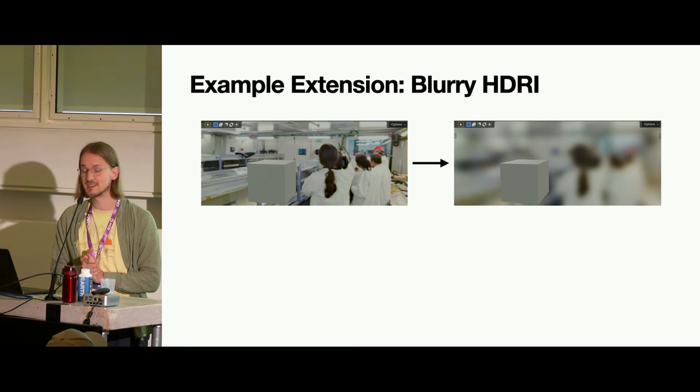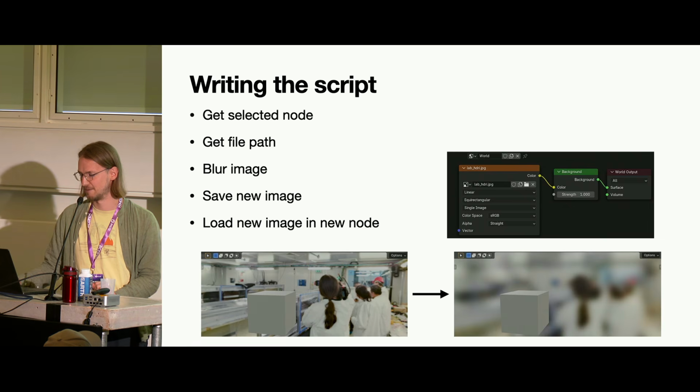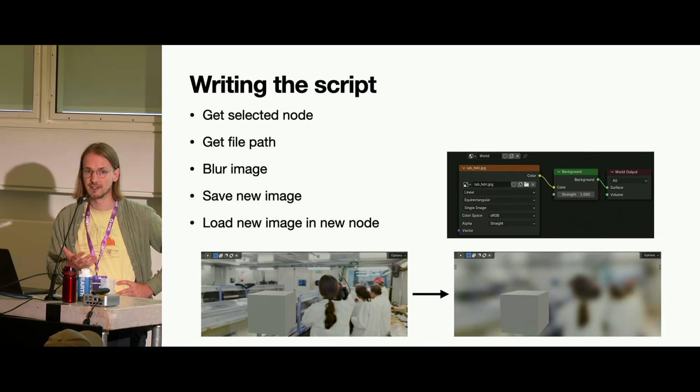And the first thing that we will now try to build is a blurry HDRI extension. So by default, it's not possible to blur HDRI backgrounds in Blender, and we want to use now the image library PIL to create this blurry HDRI thing.